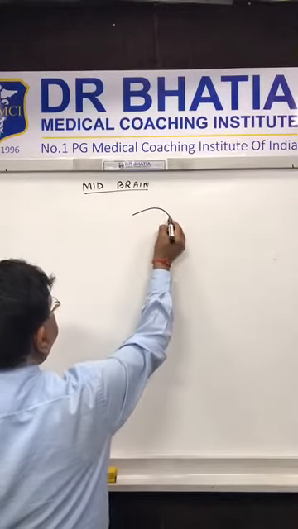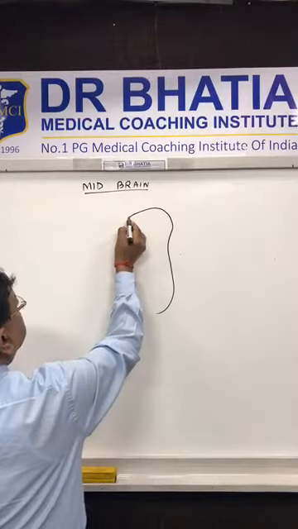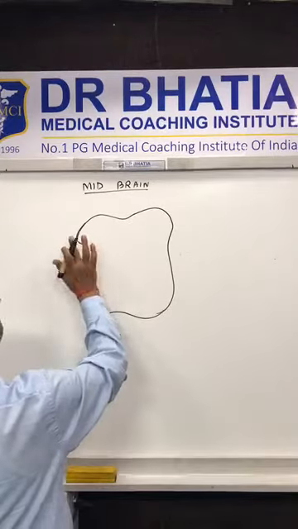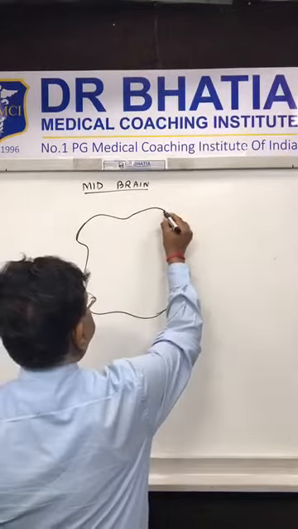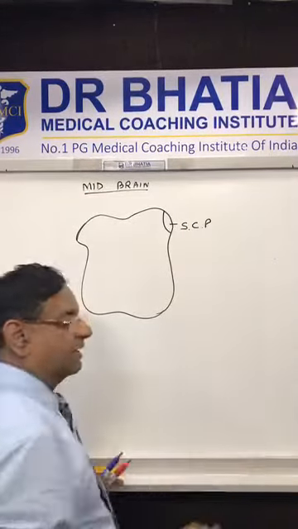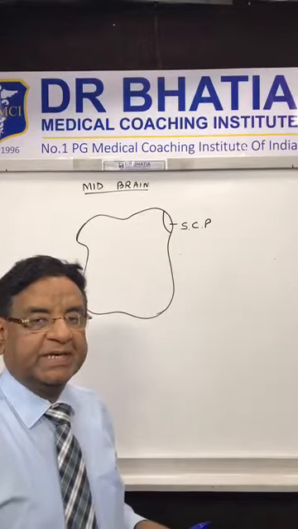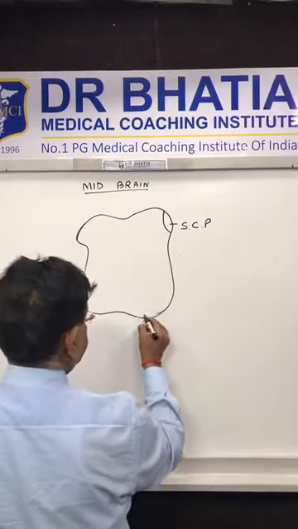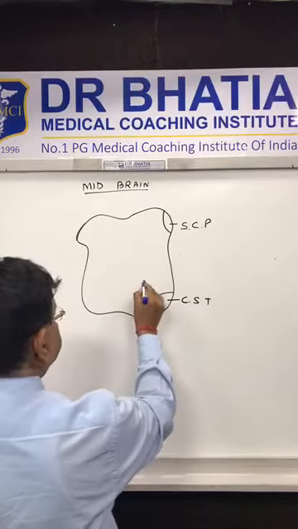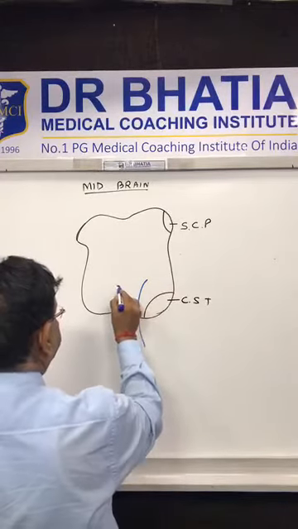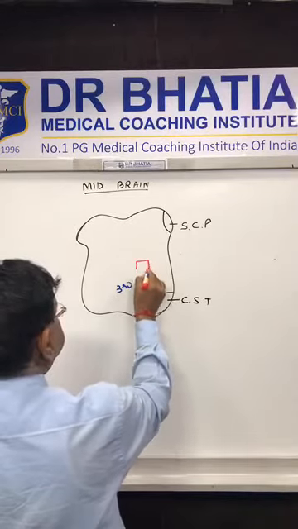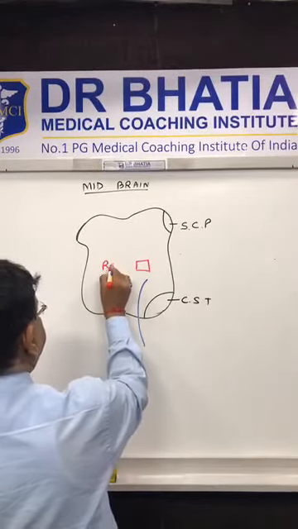Let's talk about anatomy. This is the superior cerebellar peduncle, by which the midbrain is attached to the cerebellum. Here is the corticospinal tract. This is the third nerve. Here is the red nucleus.